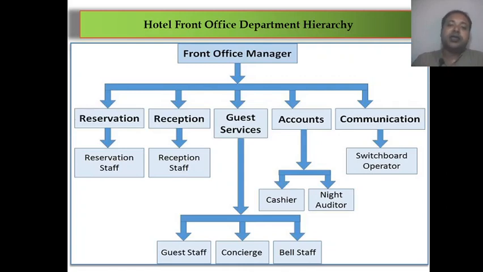So this is basically the very fundamental structure of a hotel. Students should be able to understand the basic and fundamental forms of the hierarchy of the front office department. As I said earlier in your last class, there are three levels that exist in the hotel industry: top level, mid level, and the first line level or lower level.